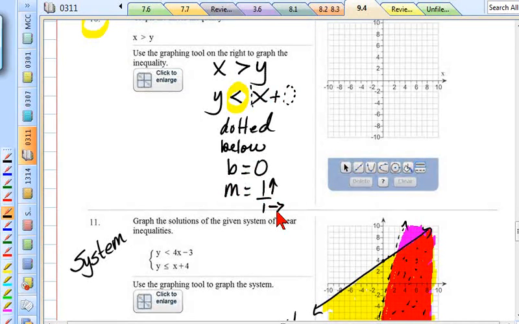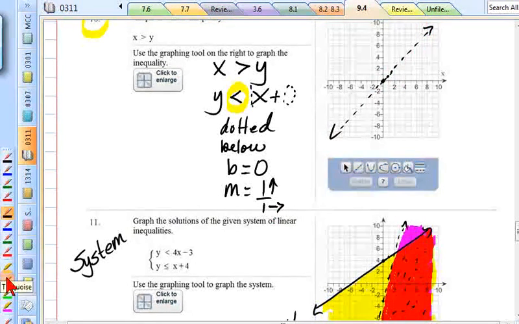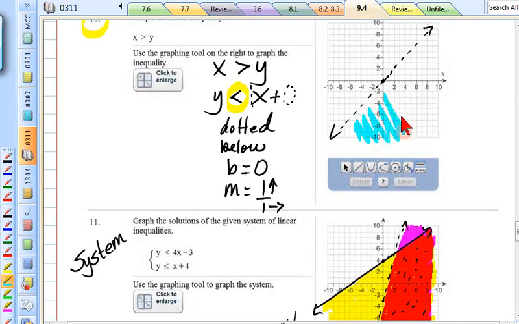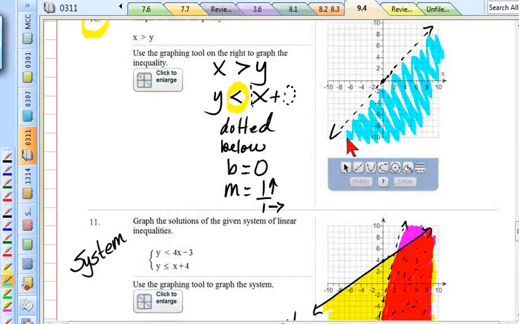So there were several things about this problem that are worth talking about. So I begin at 0. I go up 1, right 1. I draw a dotted line without a straight edge this time. I shade below it. And that's what my graph looks like.